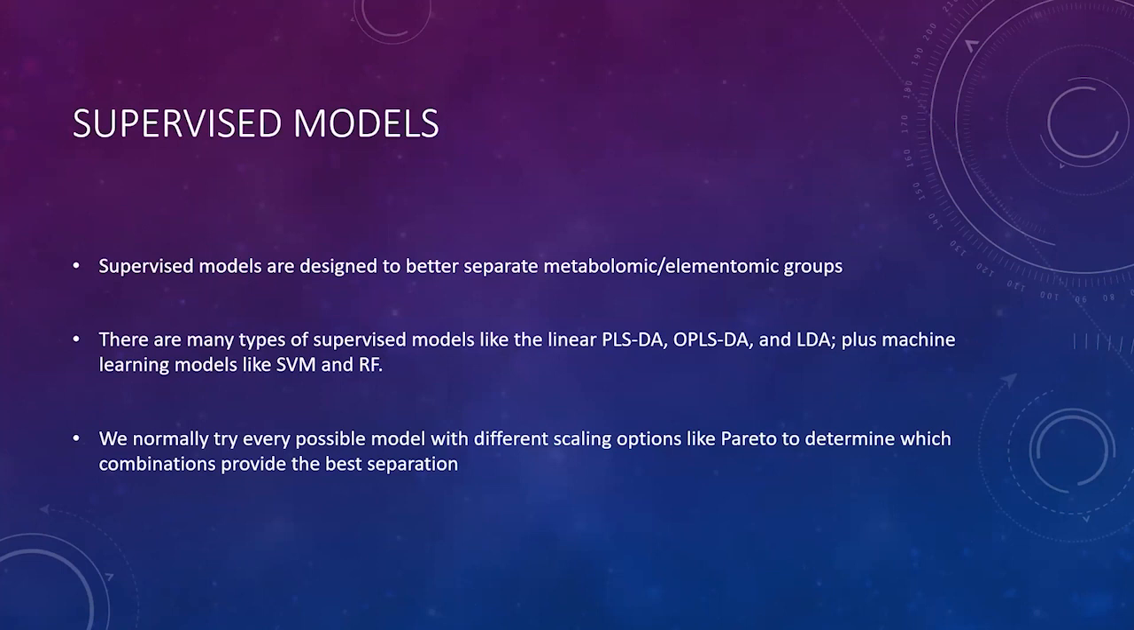They have a very good track record for being robust, and basically, if you put your samples in these models and you show that you have separation, you've got good data. So we also try every possible model we can with different scalings, like Pareto and univariate. There are a lot of different scalings you can do in order to determine which combination provides the best separation in your model. So don't be afraid to try everything.